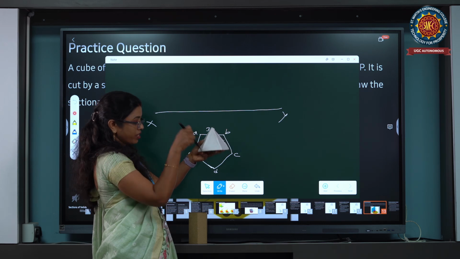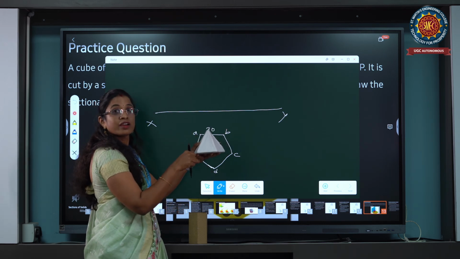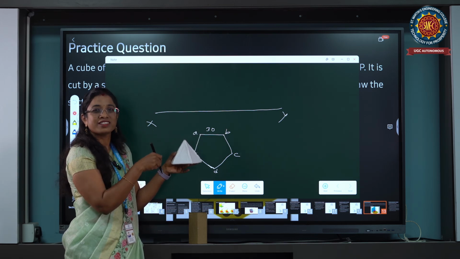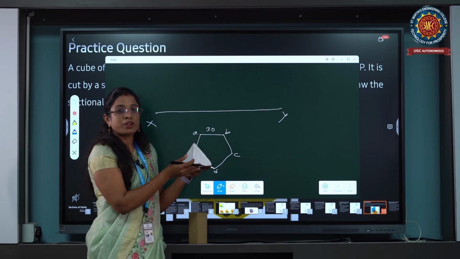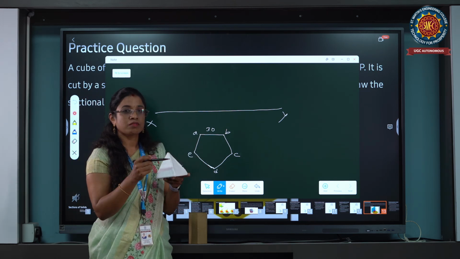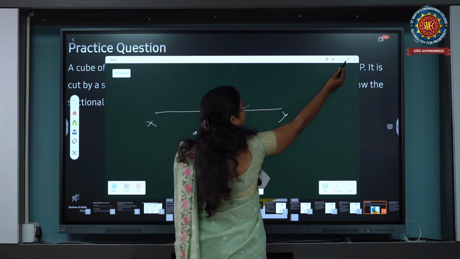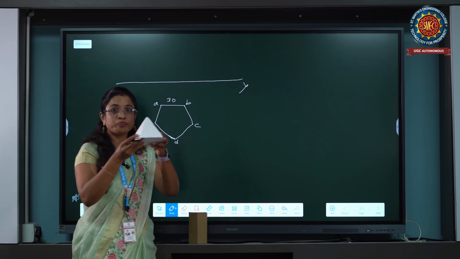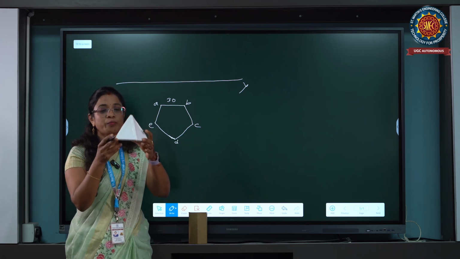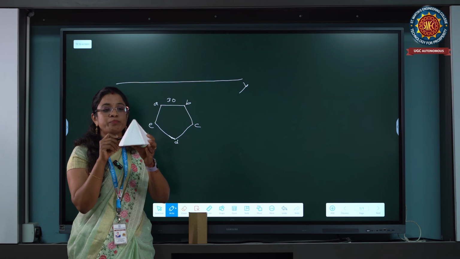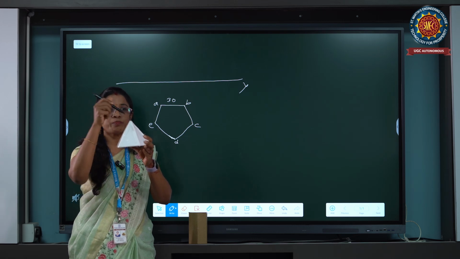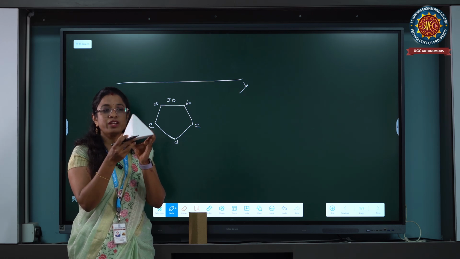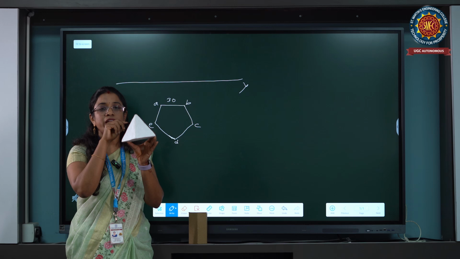Here the true shape of the pyramid is placed. Okay, now this one is a pentagonal pyramid. So what is a pyramid? All sides meeting at a center point is called a pyramid. First, using this pyramid, we need to draw the front view and top view.